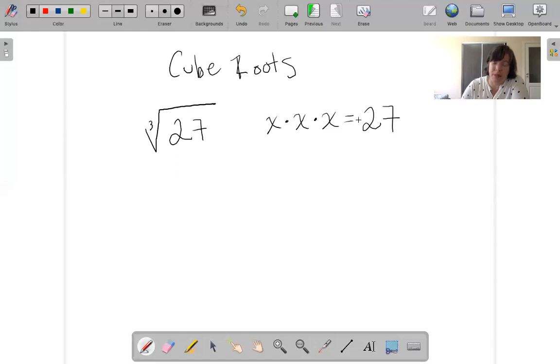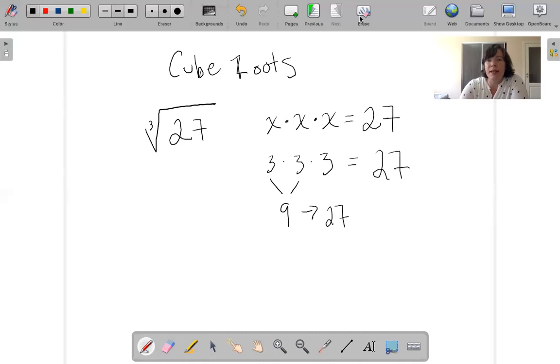How do we do this, Mrs. Givens? I tell you how we do it. We memorize it. 3 times 3 times 3 equals 27, right? 3 times 3 is 9, and 9 times 3 is 27.